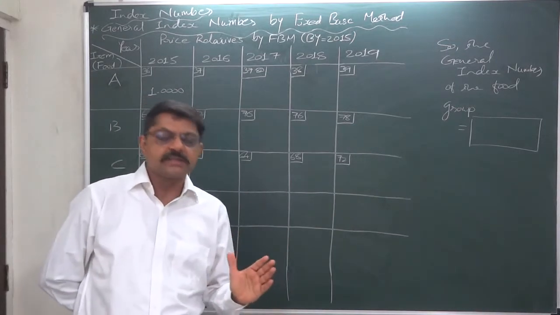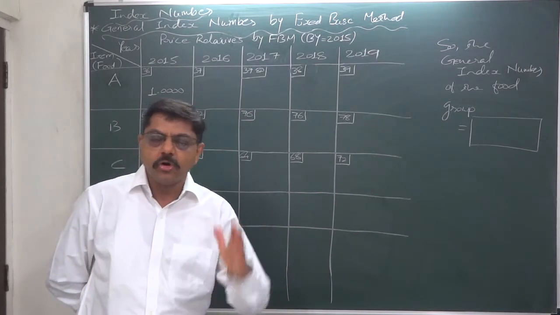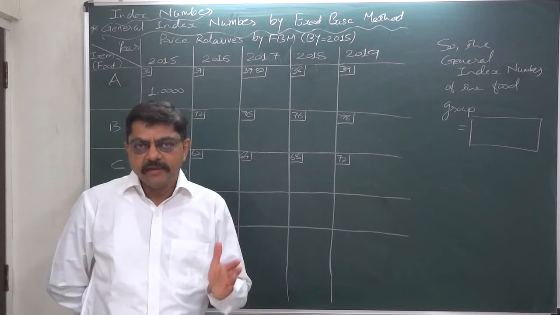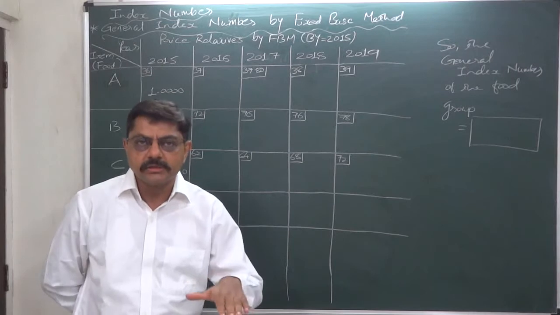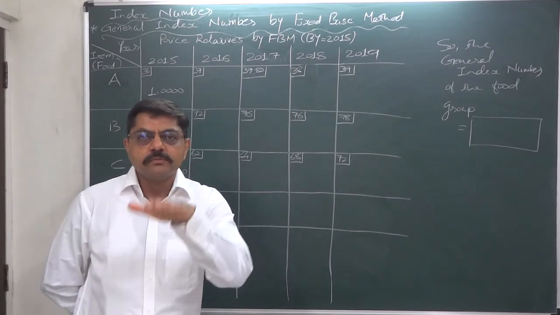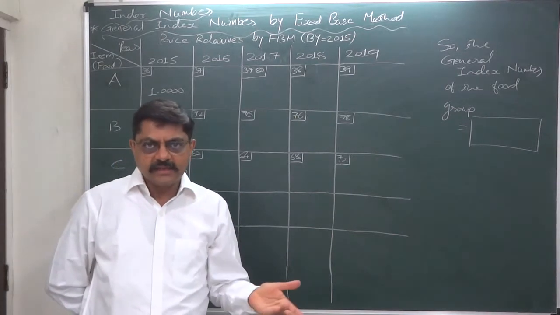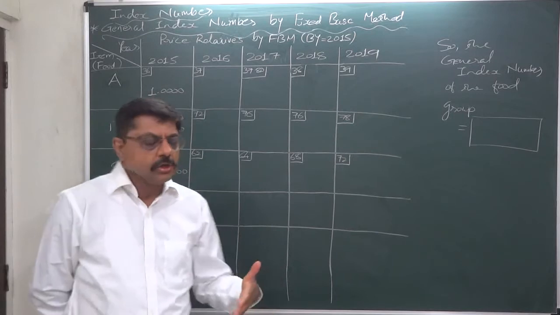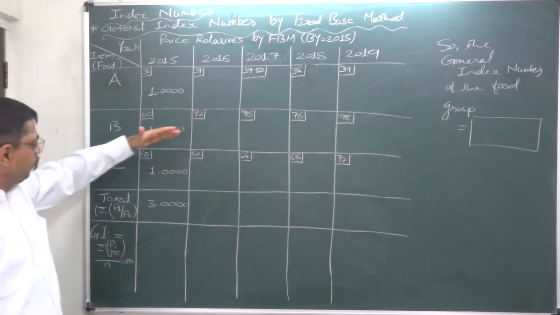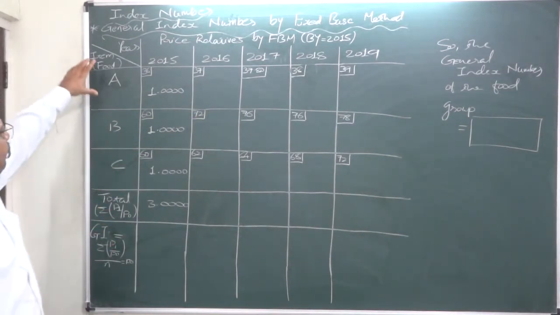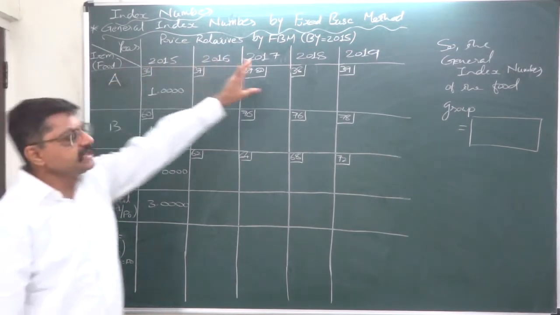But now let's learn to calculate the general index number of all the group where there are more than 2 years. So it is primarily important to determine which method is to be used for selection of base. Let us first take the fixed base method. In this example we have 5 years and we need to calculate general index number of this food group in which there are 3 items by fixed base method.